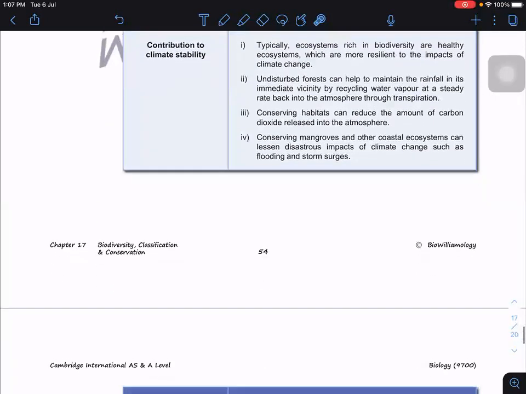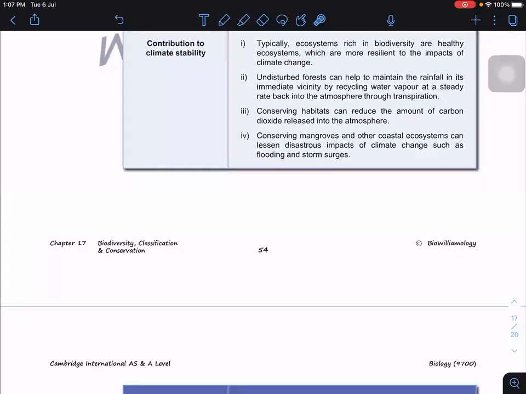Second, we talk about the contributions to climate stability. For example, ecosystems rich in biodiversity are healthy ecosystems, so they are more resilient to the impact of climate change. Undisturbed forests can help to maintain rainfall in their immediate vicinity by recycling water vapor at a steady rate through transpiration. So it is a cycle. It rains, the water is stored in the soil, and plants carry out transpiration to evaporate it. It forms a cycle. It's very important. If there is rainfall and no plants, what will happen? Flooding takes place, because we won't have a fast or high rate of evaporation of the water from the ground to the atmosphere.